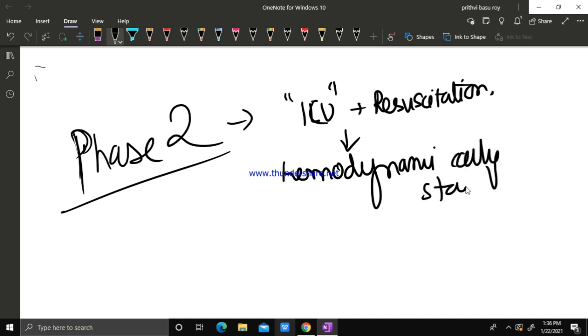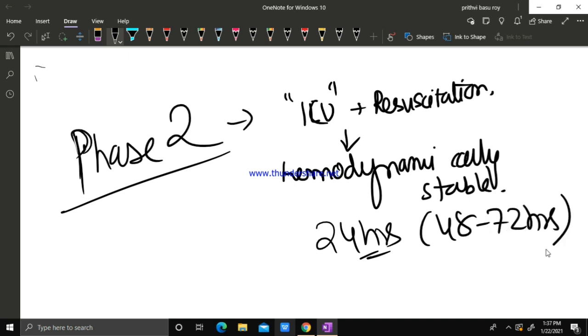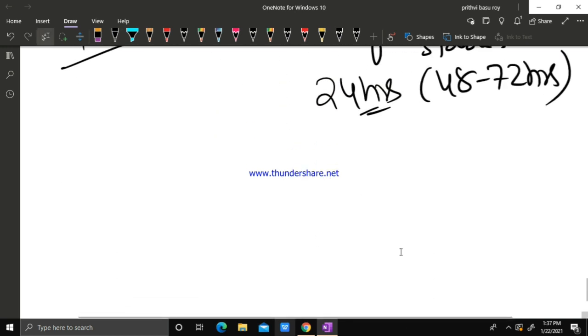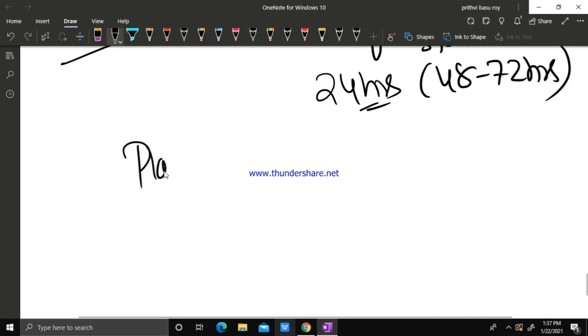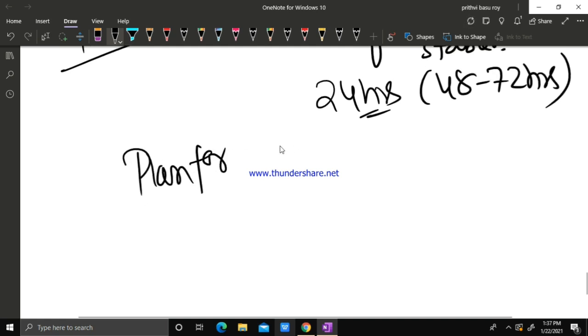So you stop the bleeding source temporarily. You do an abbreviated surgery. You send him or her to the ICU and you resuscitate and keep the patient stable. For how long? 24 hours is too little to say. At least 48 to 72 hours you have to keep the patient stable. After 48 hours mostly, we plan for a definitive surgery.